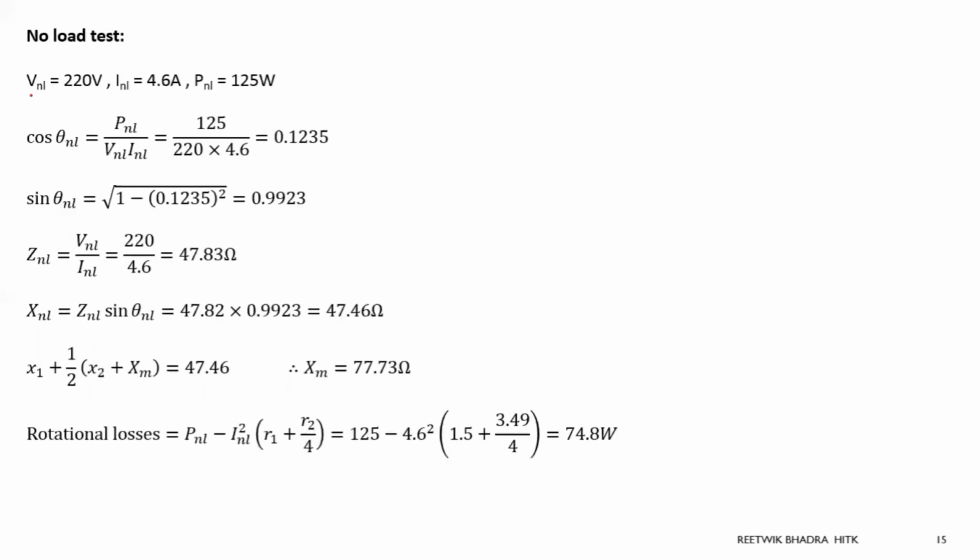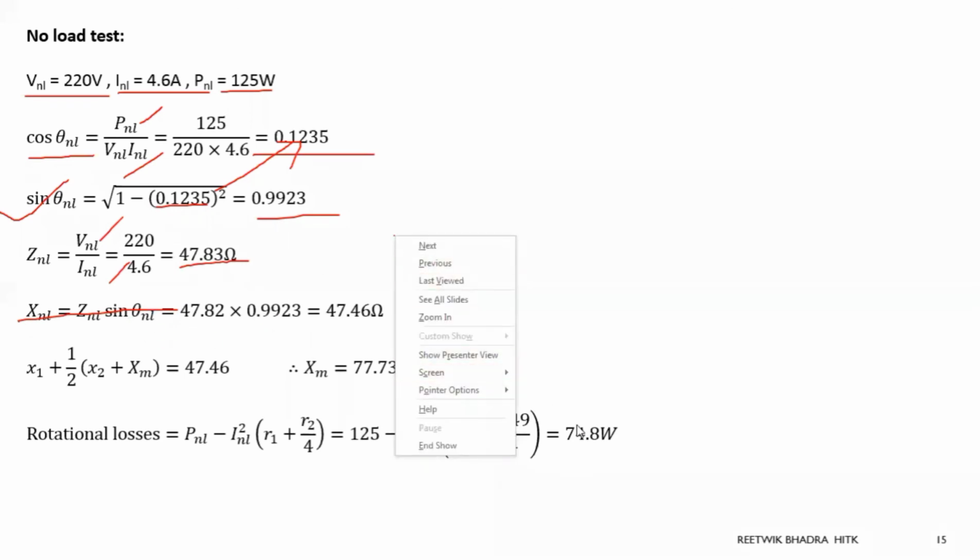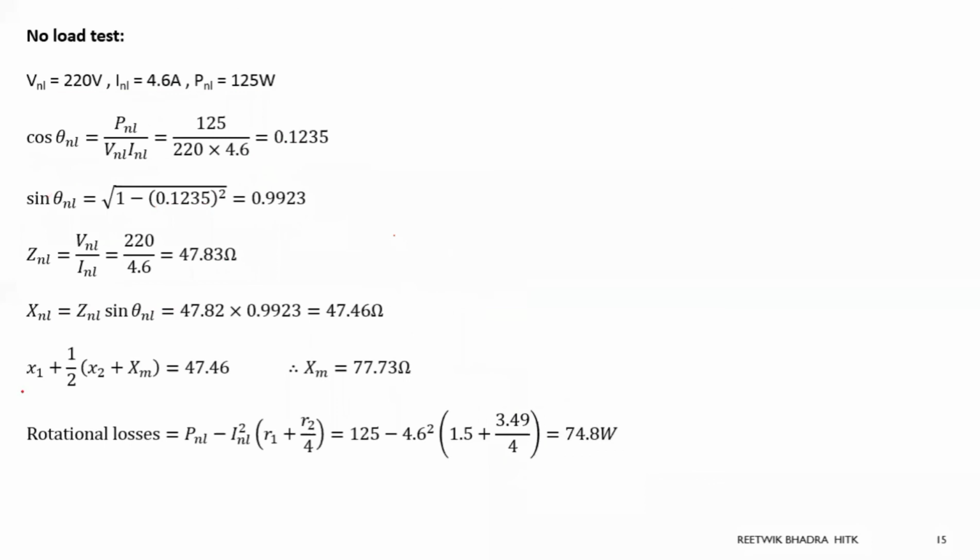Similarly goes for your no load test. All the data is VNL, INL, PNL. First find out your cos theta, PNL by VNL, INL. Then find out your sin theta, root over 1 minus cos square theta. Then ZNL, VNL by INL, 220 by 4.6. Get your value. XNL, ZNL, sin theta NL. You can get all your values, and at last X1 plus X2 plus XM is equal to XNL. And one extra formula over here.